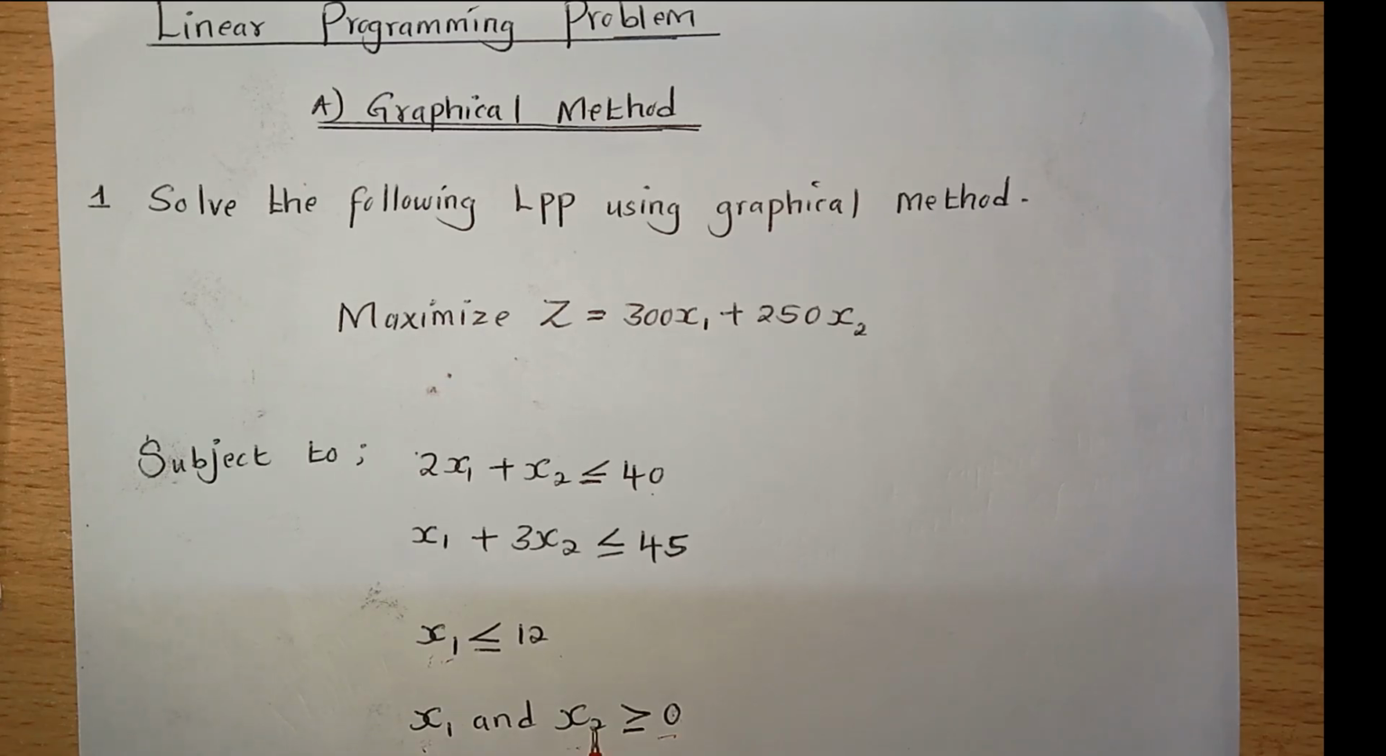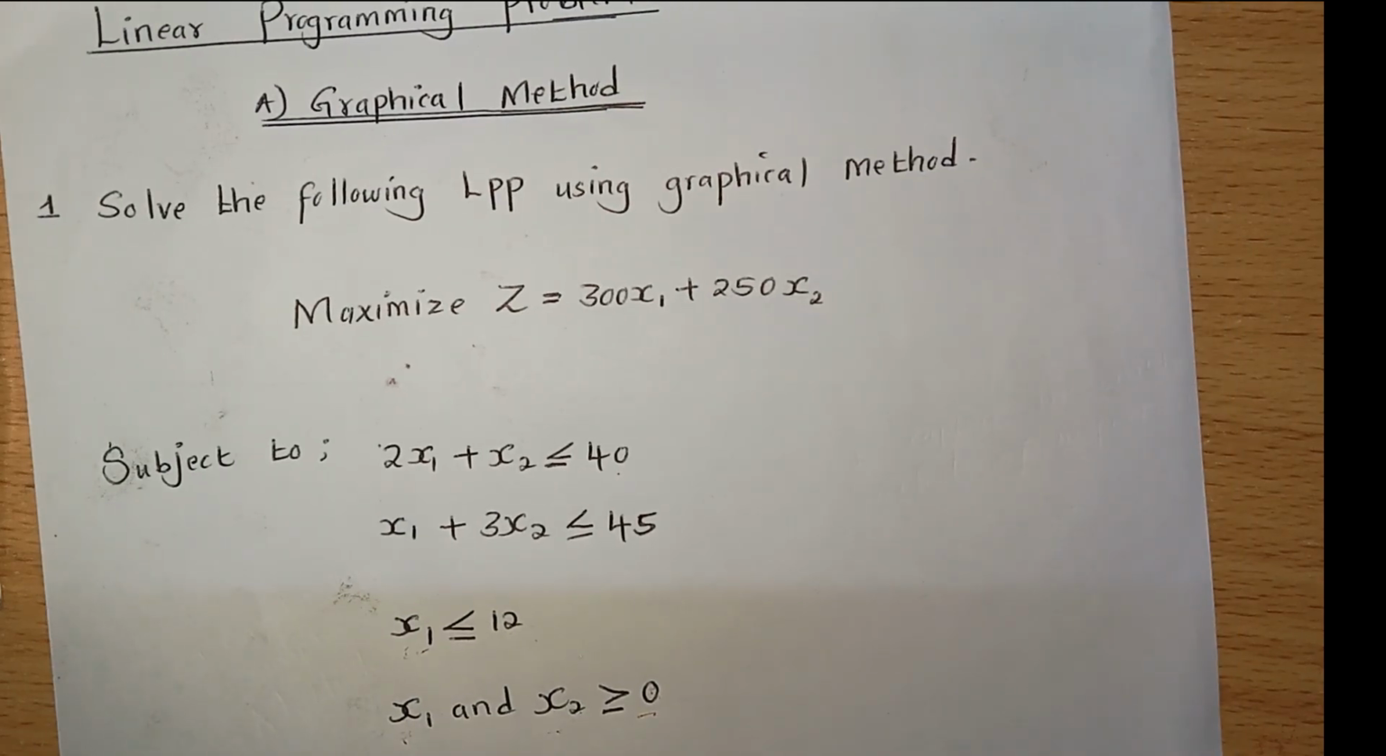So x1 and x2 are greater than or equal to 0. It means that both x1 and x2 must give you non-negative values, meaning they can be 0 or more than 0. They can be 5, 7, 9 all the way, but they must not be less than 0.